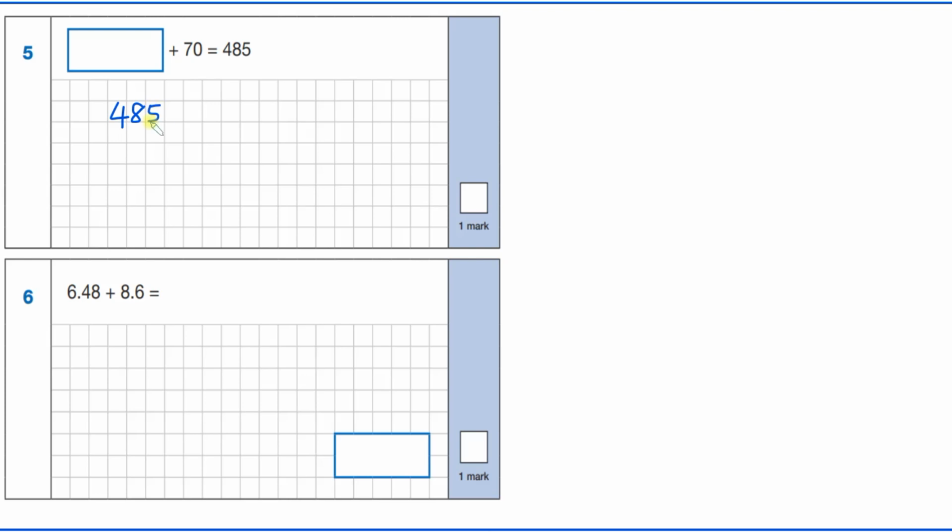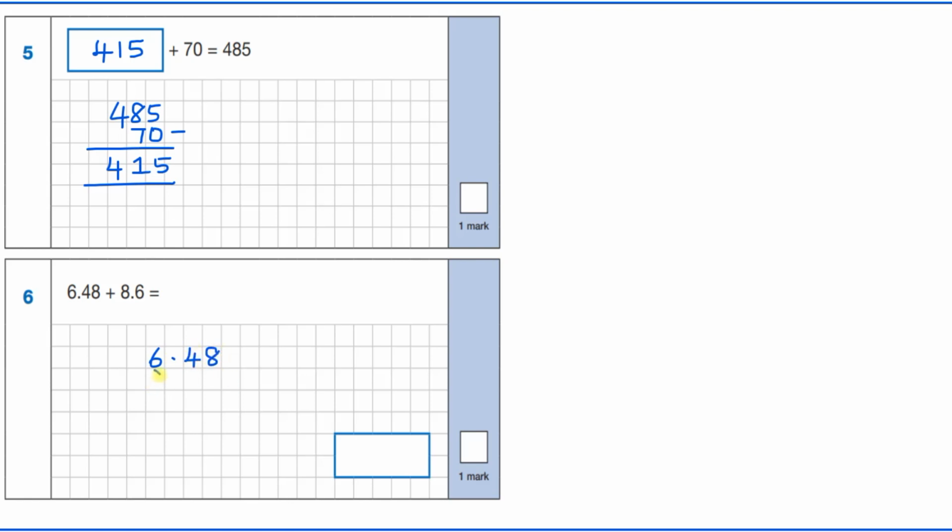For 485, you need to do the reverse operation and take away 70. So 5 take away 0 is 5, 8 take away 7 is 1, 4 take away nothing is 4. So 415 is the correct answer. Question number 6.